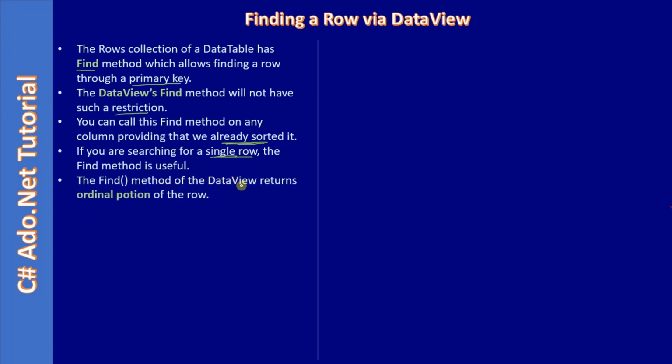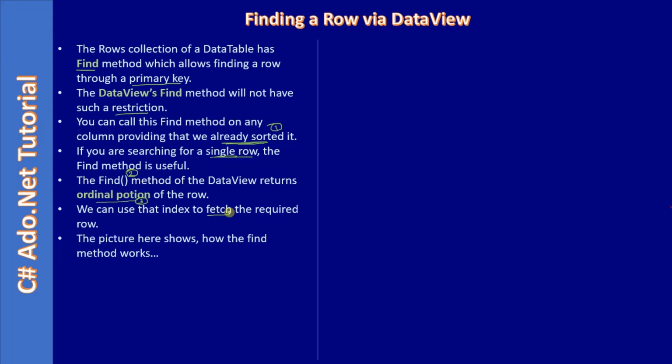The find method of the DataView returns the ordinal position of the row. That means it will give you the index. So once you have the index in hand, we can use that index to fetch the required row. So first you have to sort, then you can apply the find method. The find method will give you the ordinal position, and using that ordinal position you can fetch the required row. The picture here shows how the find method works.